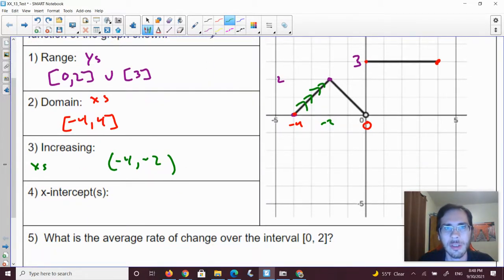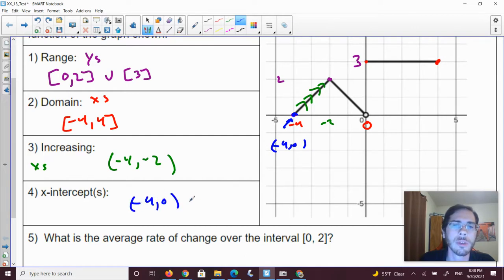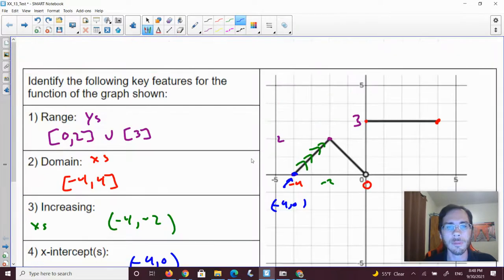The x-intercepts are next. There's only one x-intercept. So this is a solid dot, so we have to pick this one. This is open, so there's nothing actually here. It's not actually an x-intercept there. So the only x-intercept I've got is at -4. So just (-4, 0). (0, 0) is not one because it's open there. It's not closed there.